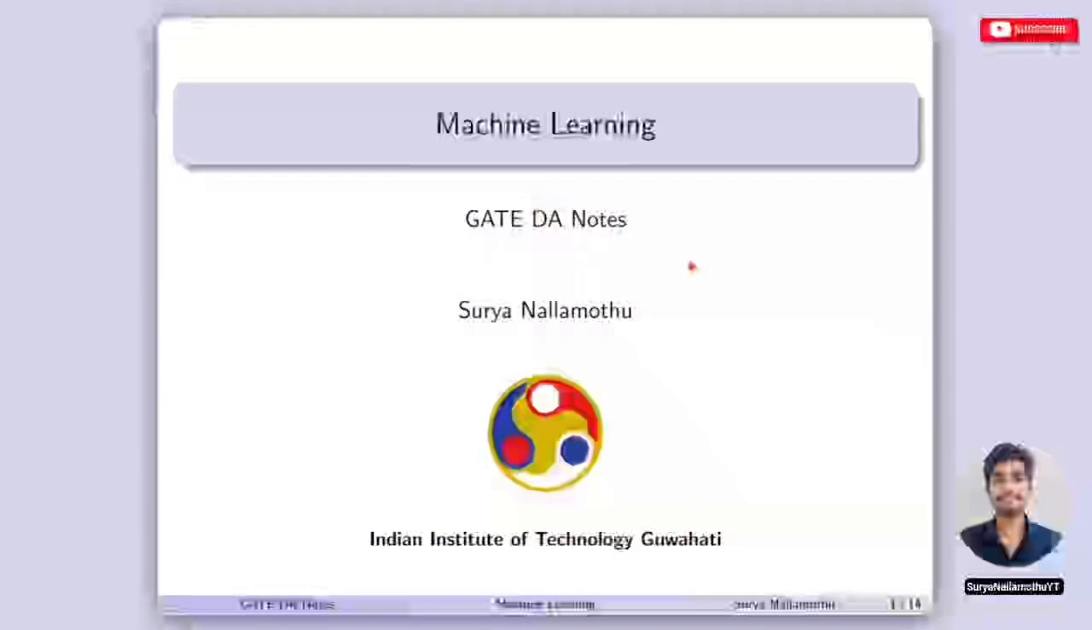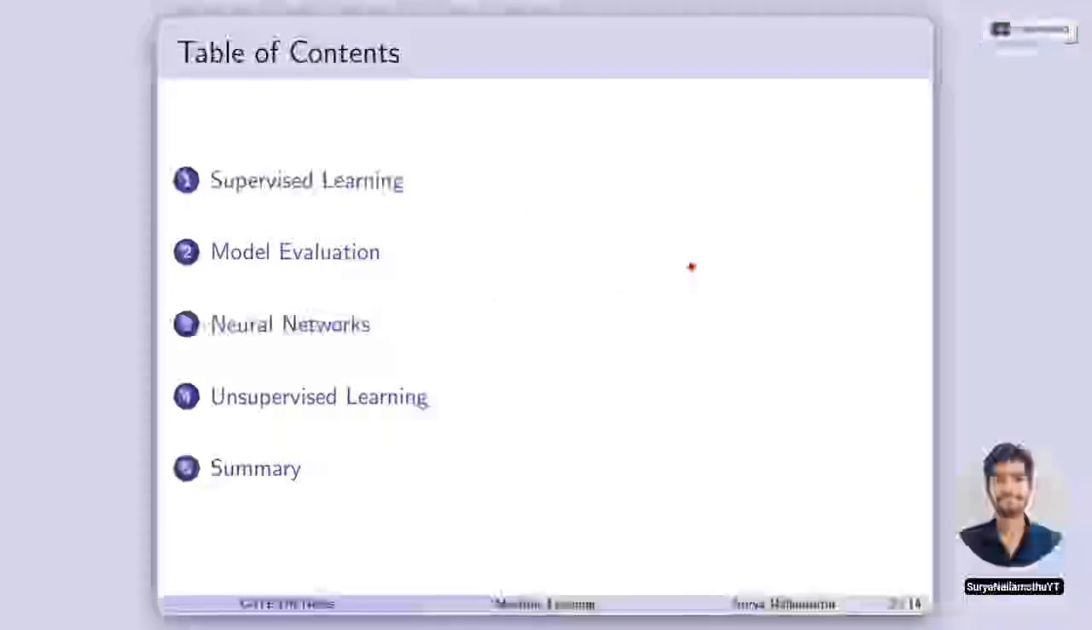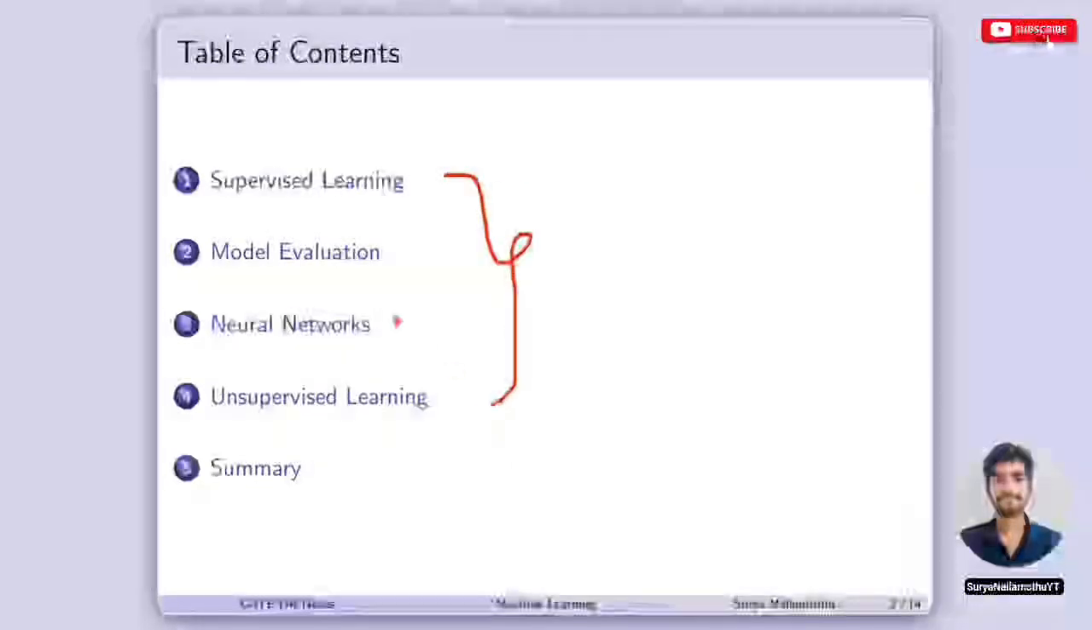This topic will be very helpful for the GATE exam. Let me start the session. This is the table of contents we have. In the table we show supervised learning, model evaluation, neural networks, unsupervised learning, and summary. Let me explain it clearly.